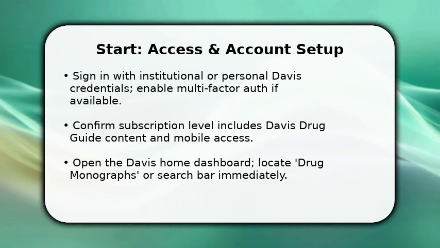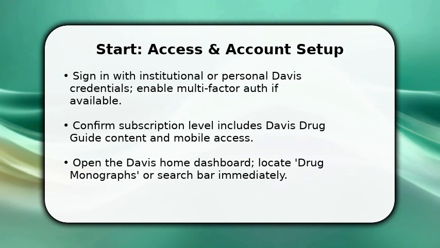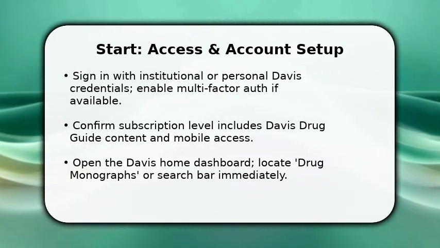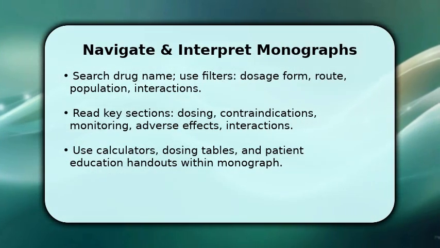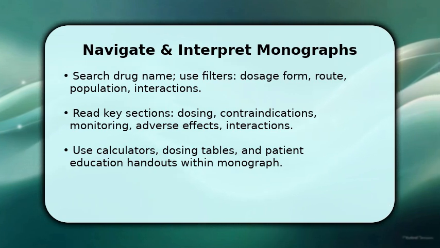Next, open the Davis Home dashboard and locate the drug monographs section or the main search bar. This is where you start every lookup. These steps get you to the content quickly and securely. Search the drug name and immediately apply filters for dosage form, route, and patient population so results are relevant.